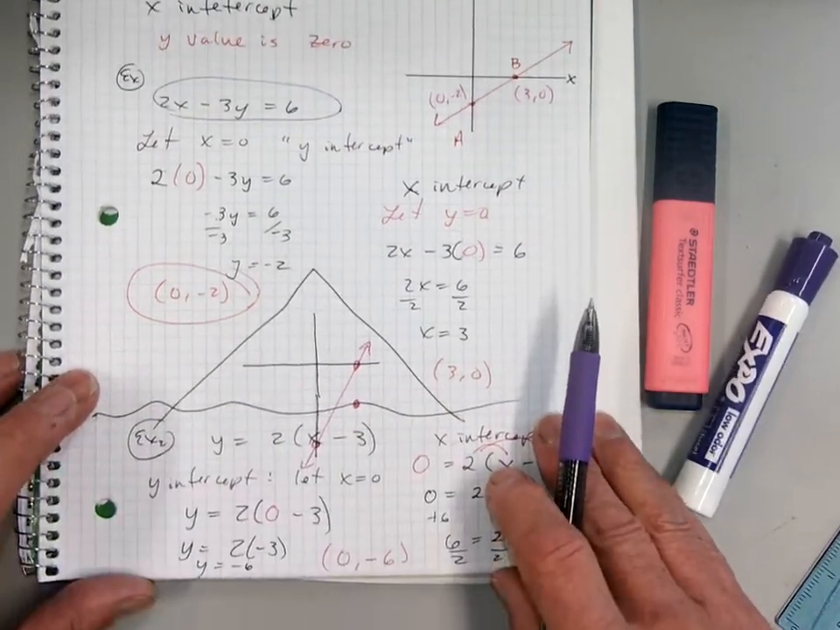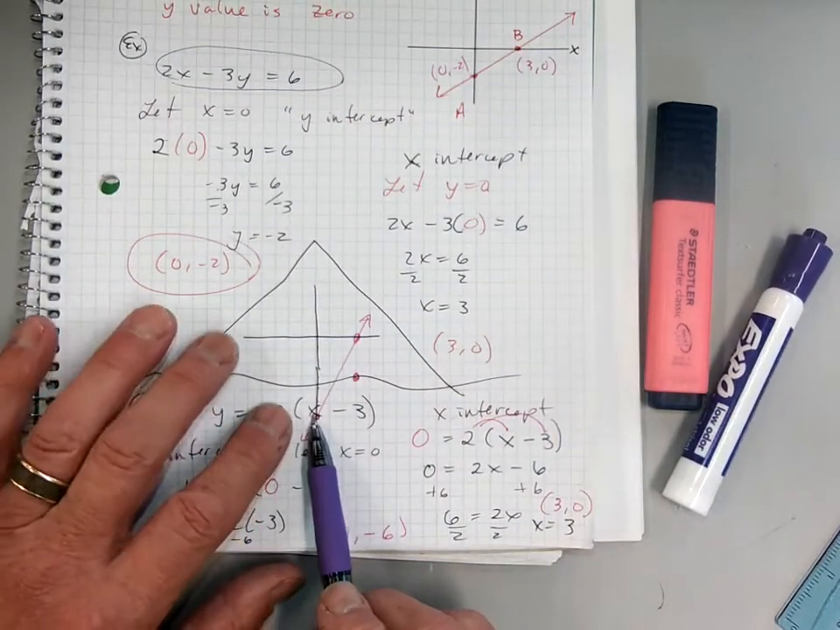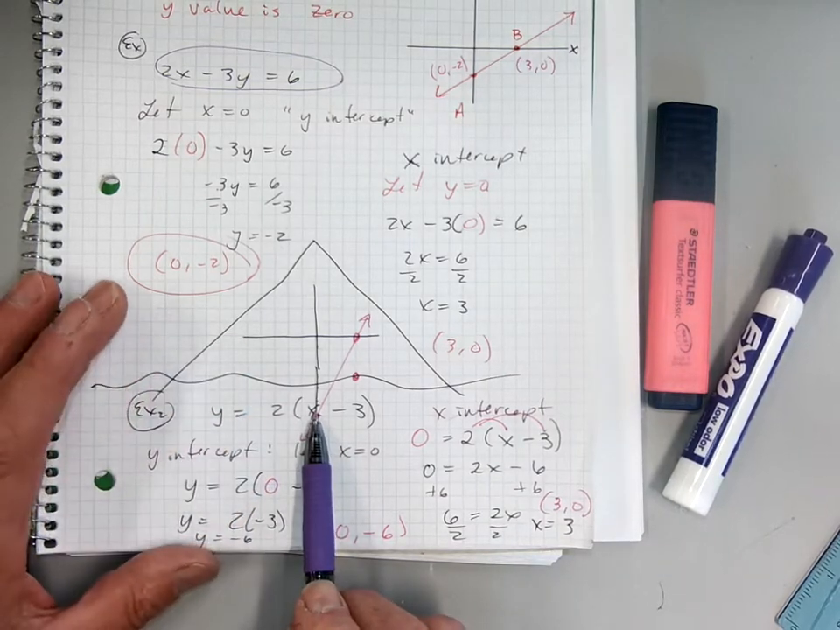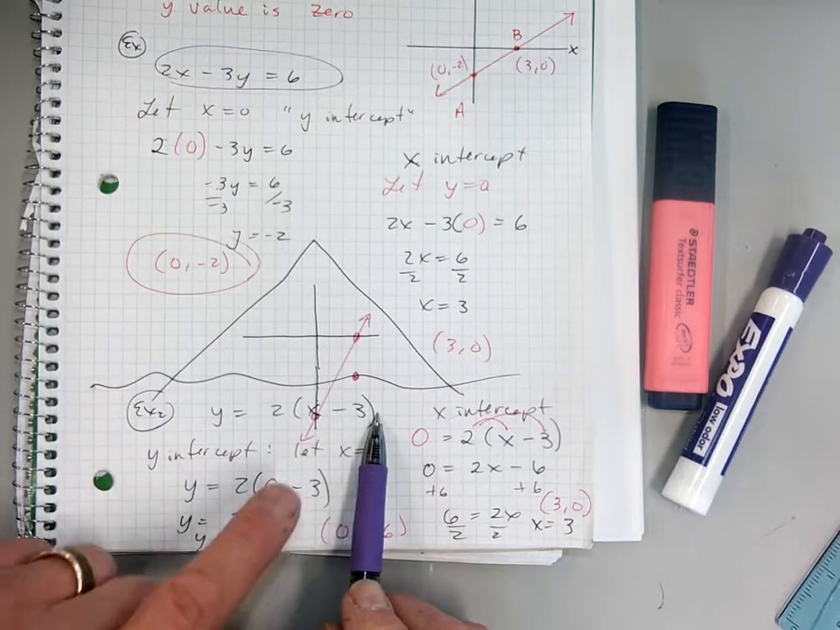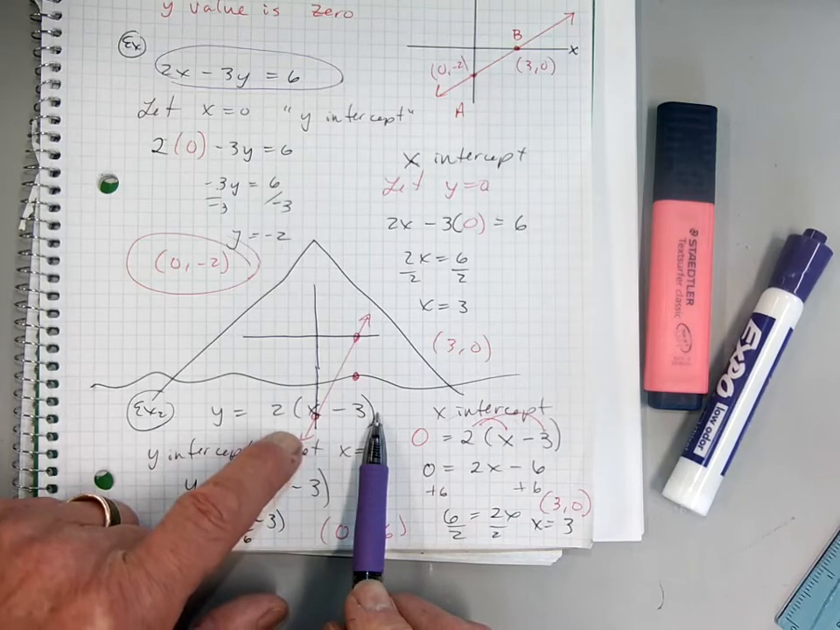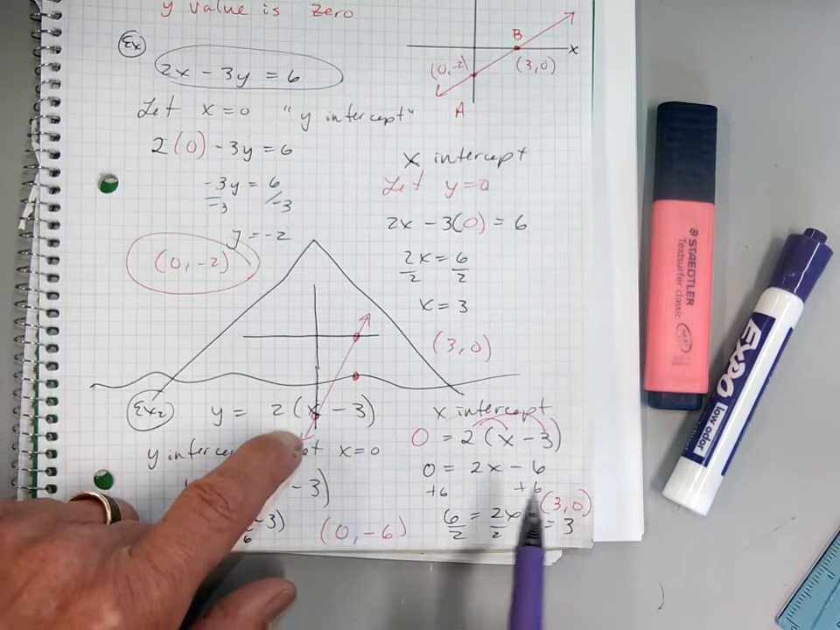We can also get the x-intercept from equations like this. We know the x-intercept has to be, if it's x minus 3, this is factored form, it'd be the answer of plain old 3, okay?